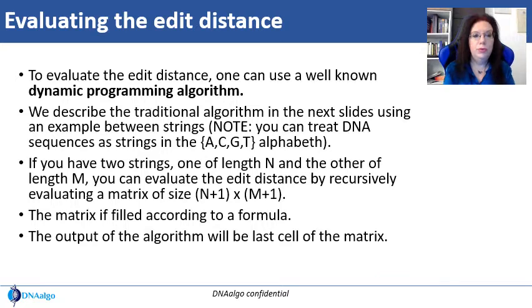In order to compute the edit distance, we need to use a known dynamic programming algorithm, also known as the Wagner-Fischer algorithm. This algorithm is used when computing the edit distance between two strings, and in our case, the DNA sequences are strings where the alphabet is just composed of the 4 letters A, C, G, T. So first of all, we have two strings of length n and length m, and we need to evaluate a matrix whose size is n plus 1 times m plus 1, and the matrix is filled according to a particular formula.